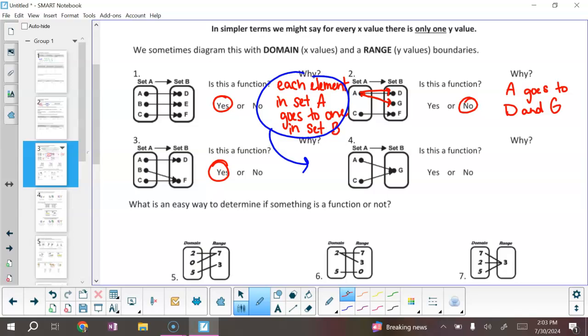Number 4. Hopefully you circled yes on this one. Okay, this is very similar to that last one there. A and C are going to G, but again, A and C only have one arrow coming off of them, so that's okay. So once again, I'm just going to shortcut my way here. We can use the same reasoning for this one. Each element in set A goes to one in set B.